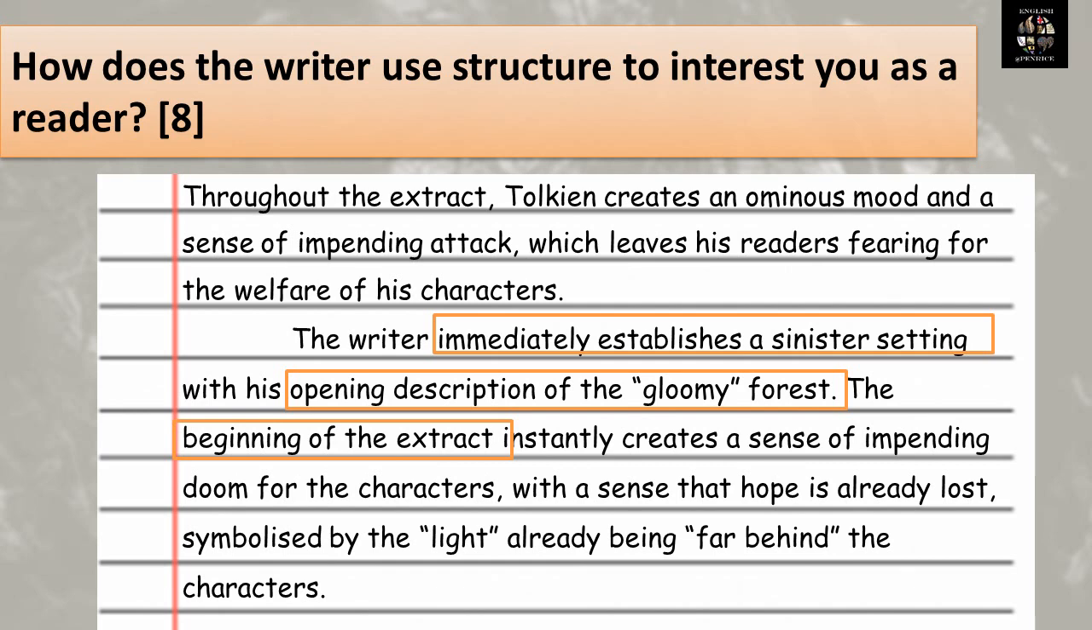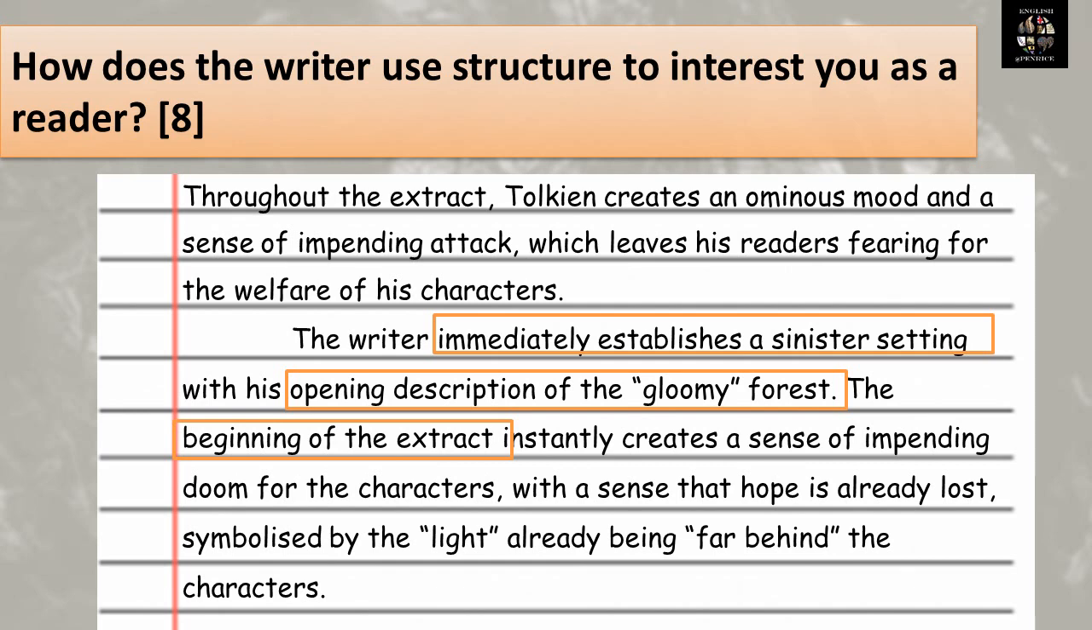And then I'm going to go into looking at how the extract opens, so how it begins. So that's a key structural feature. Really important to talk about the opening and its effect when you've got a question on structure. So the writer immediately establishes a sinister setting with his opening description of the gloomy forest. The beginning of the extract instantly creates a sense of impending doom for the characters, with a sense that hope is already lost, symbolised by the light already being far behind the characters.